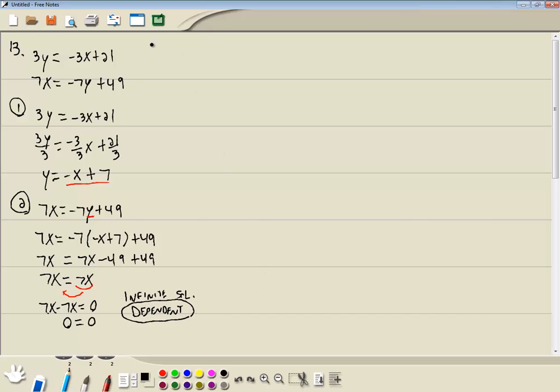Okay, let's look at this on a calculator. First off, on a calculator, you have to have all of your terms with variables on them on one side, numbers on the other. So I'm going to take this negative 3x and move it over, and I'll take this negative 7y and move it over.